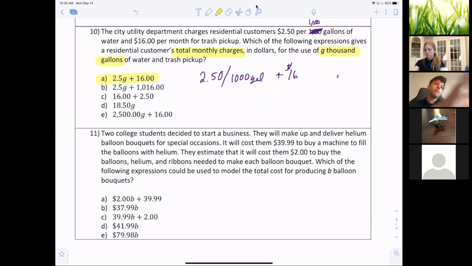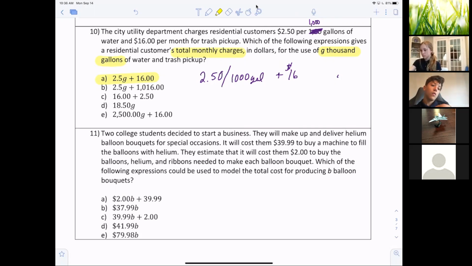Some of my kids in the other class wanted to do something with the 1,000, but they already addressed that 1,000. G would be like 10,000, so G would be 10 already. The G has already been converted to thousands. That's why the correct answer was A. Hopefully that makes sense.